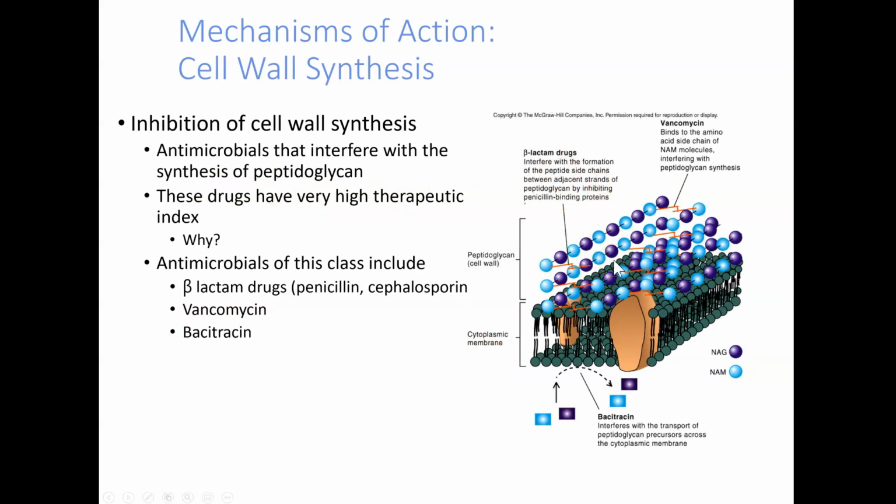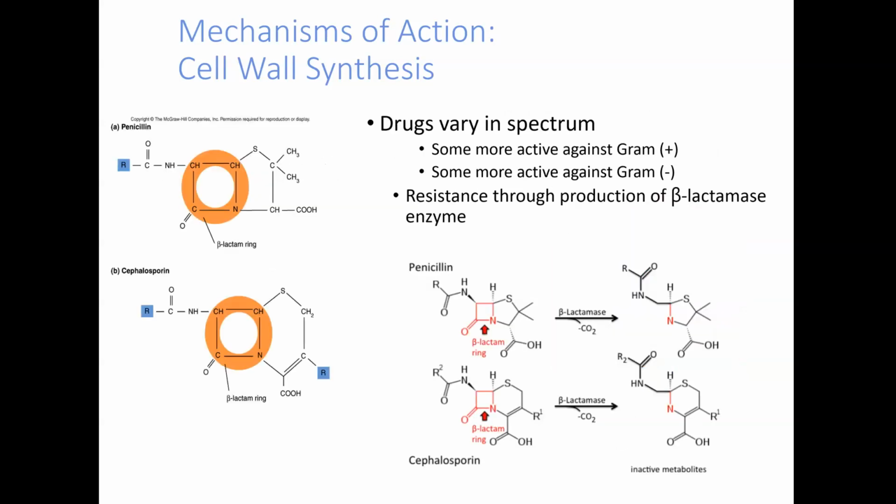If you recall, the NAG and NAM repeats that make up the peptidoglycan cell wall are held together by these very short peptide bridges. And the beta-lactam drugs get in there and interfere with those peptide bridges, and so they prevent those bridges from forming. So it can't dissolve an already intact cell wall directly, but it can prevent it from growing. So penicillin and beta-lactam drugs in general are really good against actively growing bacterial populations.